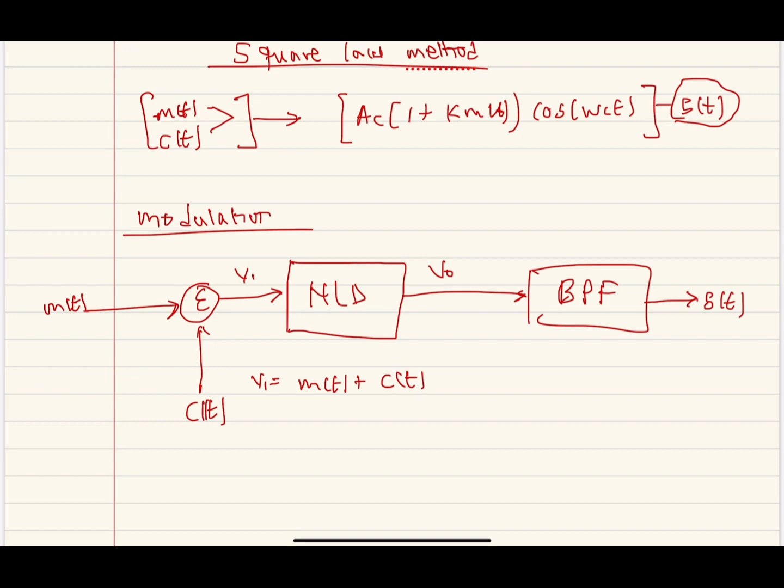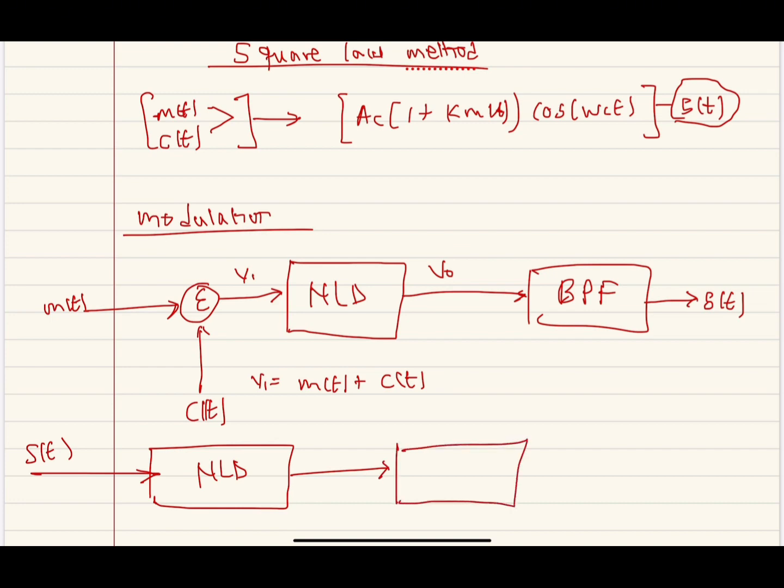When we come to demodulation, that is the other way around. Even though we are using the same demodulator, which is a square law demodulator, and we are using the same nonlinear device, the input is going to be the modulated wave signal, which is s of t. This is the nonlinear device. And then the output, instead of passing it through the bandpass filter, we are passing it through a low pass filter. And from there, we are getting our message signal, which is m of t.